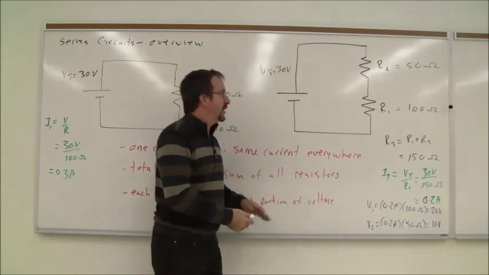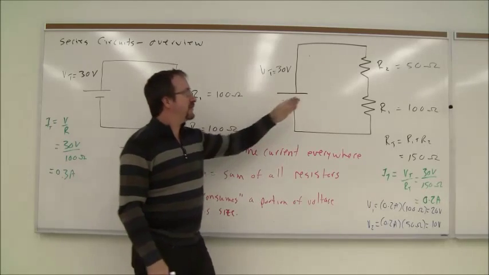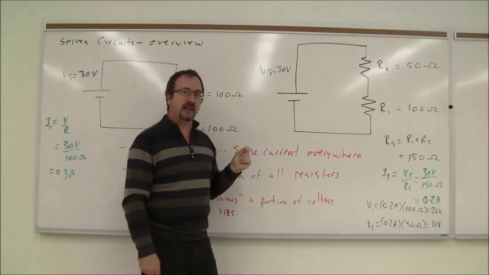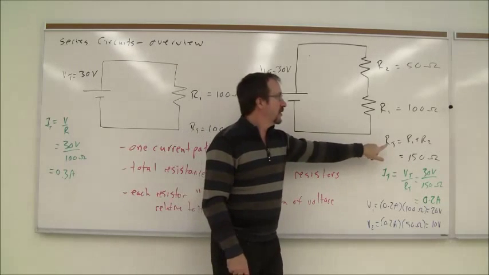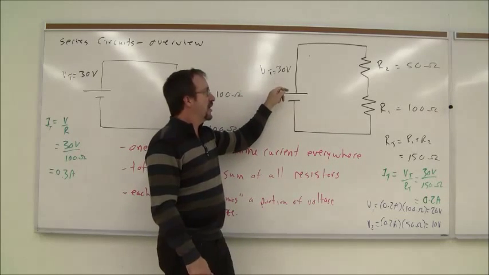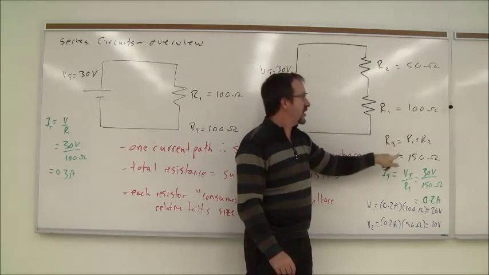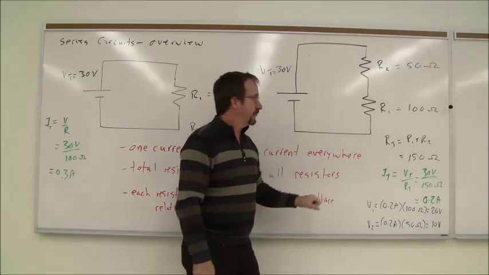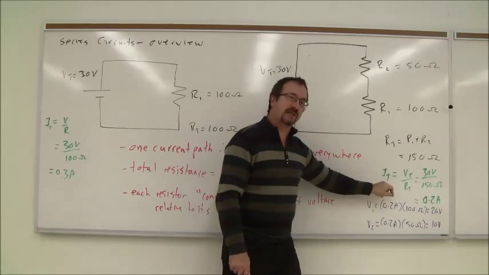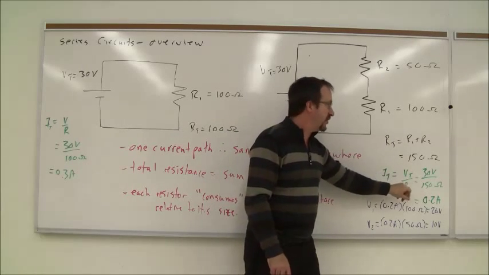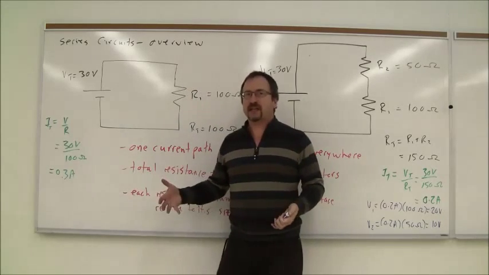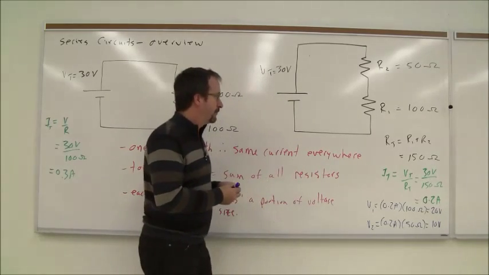Simple enough. Here's where it gets a little more involved. Because I have two resistors, to figure out the current for the whole circuit, I have to consider the total resistance of the whole circuit. My voltage is still 30 volts. My resistance is the 100 plus the 50, that's 150 ohms. So my current is the total voltage divided by the total resistance. So it's 30 volts divided by 150 ohms, so it's 0.2 amps. A little less than this one, but you'd expect that because there's more resistance.